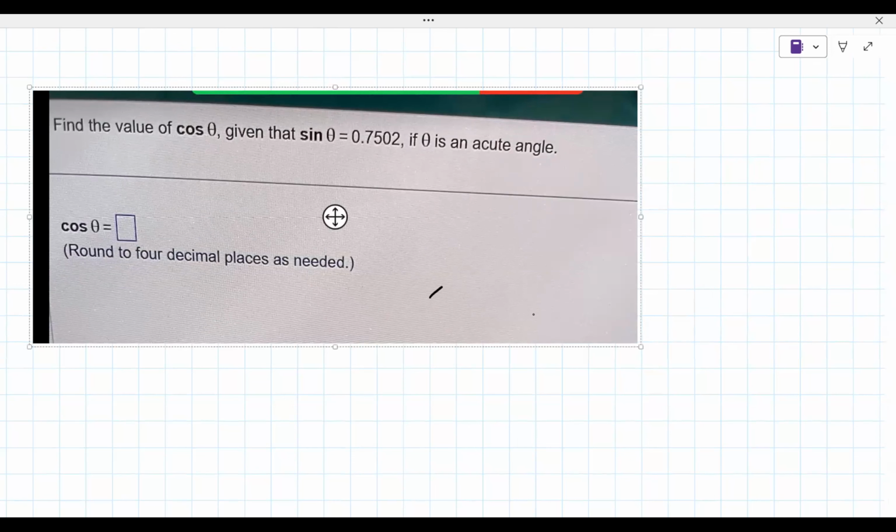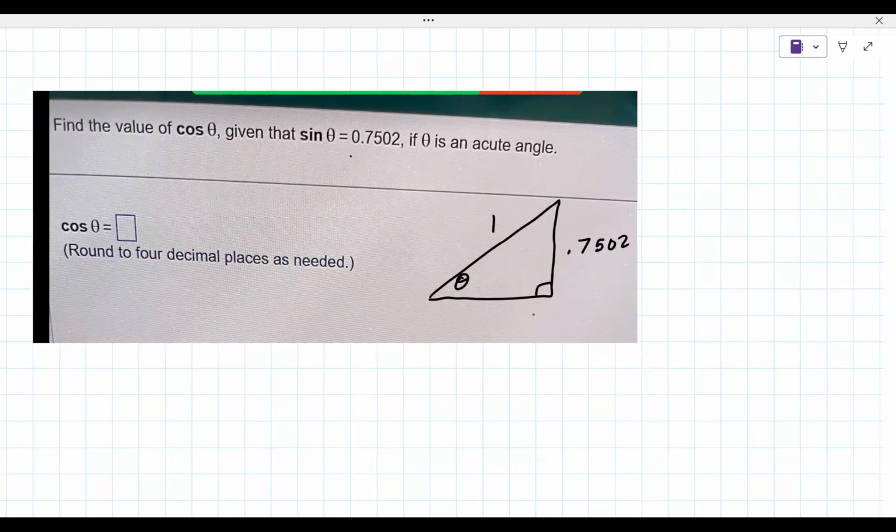So what I would do is draw some sort of a triangle. Sine theta is the opposite over the hypotenuse, and there's always a fraction here over 1. So you have to first find this side length here. The best way to do that is with the Pythagorean theorem: x squared plus 0.7502 squared equals 1 squared. You want to keep all the decimal places, so when you take a square root here, you want to go out double this many decimal places, or just hold that value in your calculator.